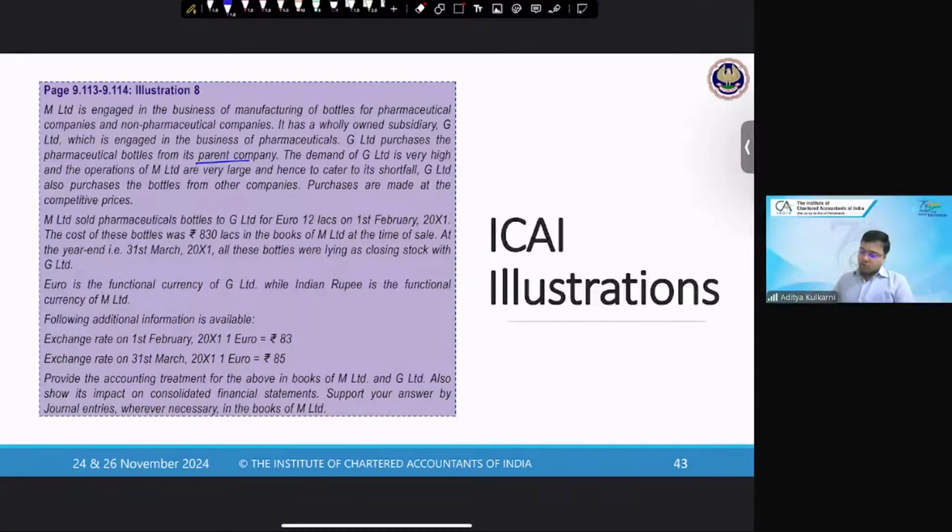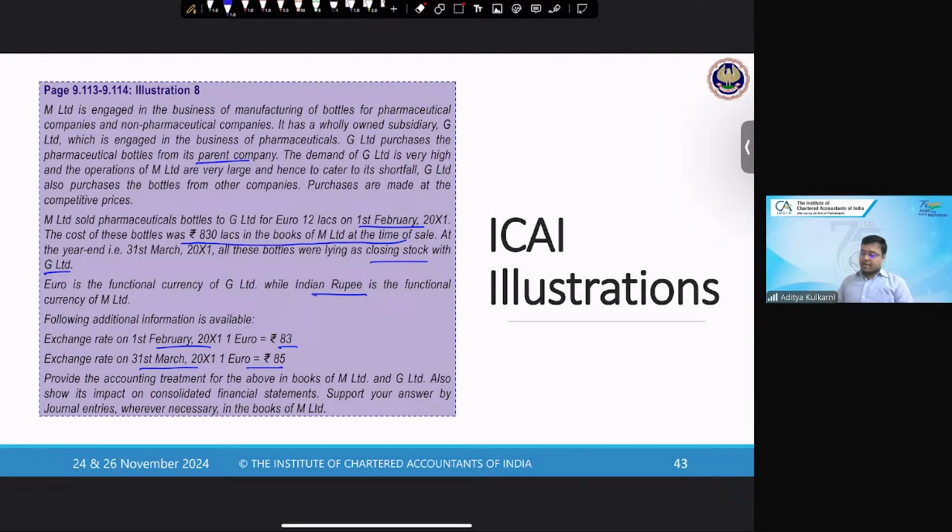M Limited sold pharmaceutical bottles to G for 12 lakh euros on 1st February 20x1. The cost of these bottles was 830 lakhs in the books of M Limited at the time of sale. At the year end, all these bottles were lying as closing stock with G Limited. Functional currency of G is the euro, while M Limited's functional currency is INR. Exchange rate on 1st February, 1 euro equals 83. On 31st March, 1 euro equals 85.